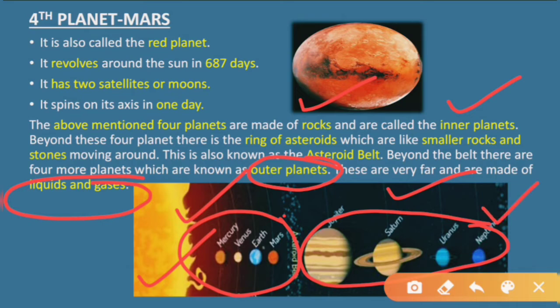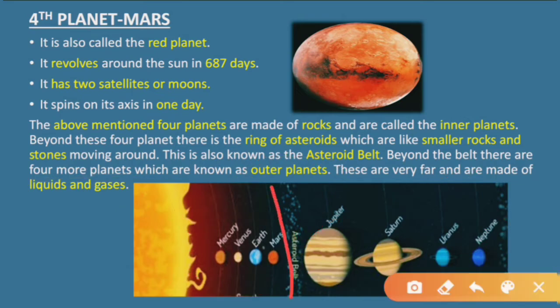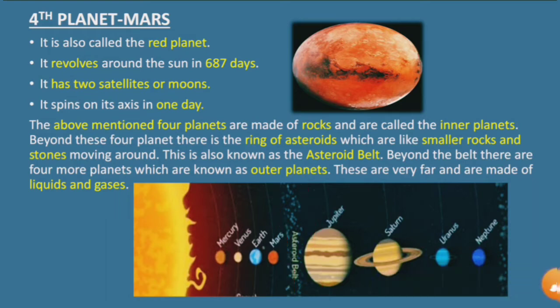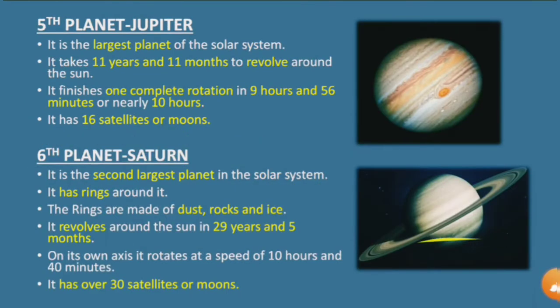And between these planets, what is there? The asteroid belt. This asteroid belt is made up of what? The smaller rocks or stones. Understood, students? Now we will move to our next topic.